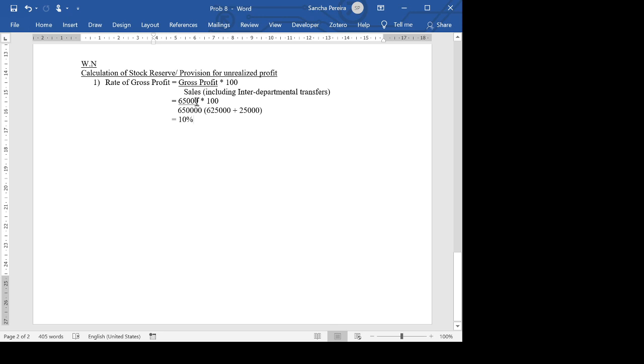So whenever the percentage on the selling price is not given to you, this is how you have to do it. Rate of gross profit of transferring department. Okay, so this is what you get. This is the calculation. And now we can calculate our stock reserve.